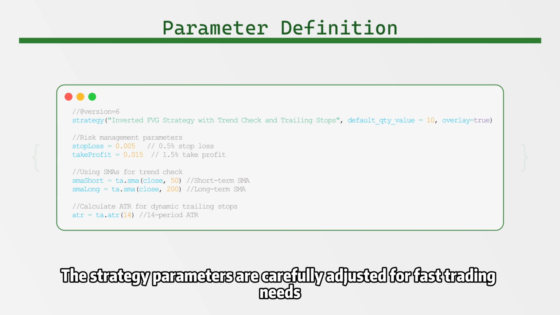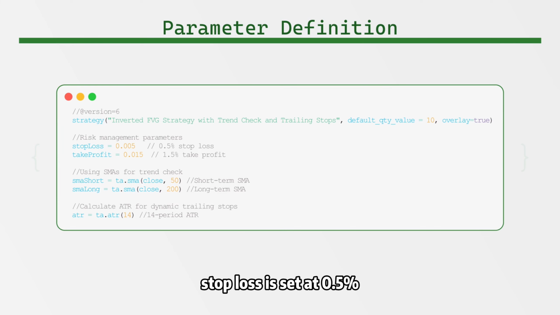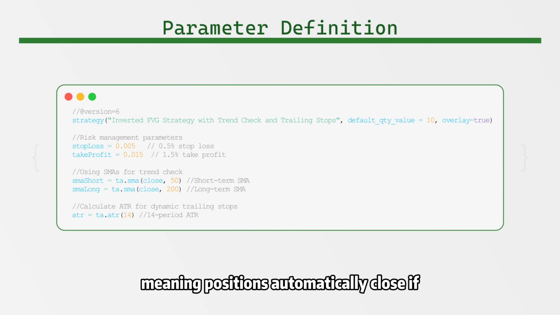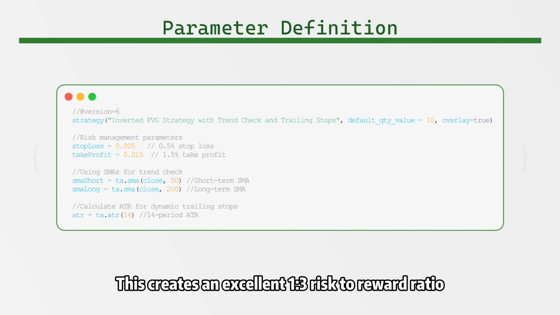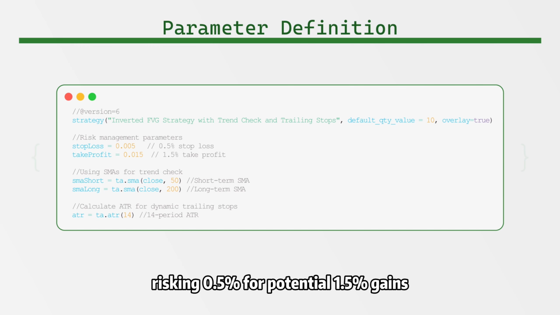The strategy parameters are carefully adjusted for fast trading needs. For risk management, stop loss is set at 0.5%, meaning positions automatically close if price moves against you by 0.5%. Take profit is set at 1.5%, allowing you to exit profitably when price moves in your favor by this amount. This creates an excellent 1-to-3 risk-to-reward ratio, risking 0.5% for potential 1.5% gains.